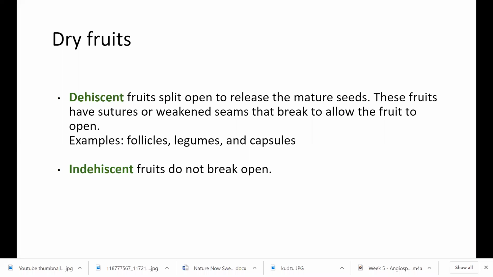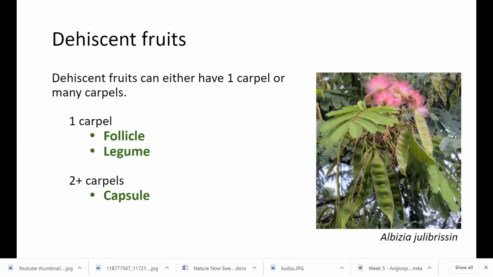Indehiscent fruits do not break open, right? So if we're looking at dry fruits, the first classification we can do is whether they are dehiscent and they split open, or they're indehiscent and they do not break open. So dehiscent fruits we're going to focus on first. They can either have one carpel or many carpels, and that divides them into two groups. So if it's got only one carpel, right, remember that's the female part of the plant, that can either be a follicle or a legume, depending on how that fruit dehisces or splits open.